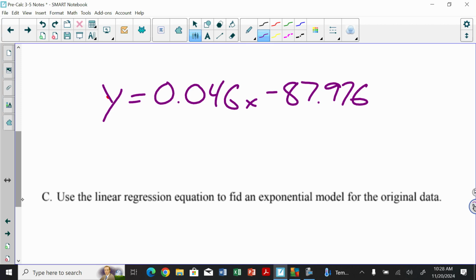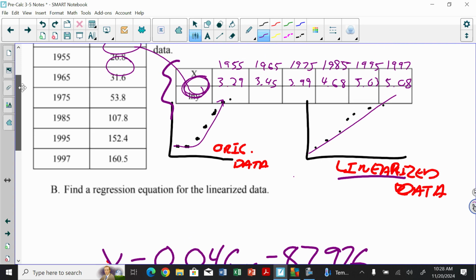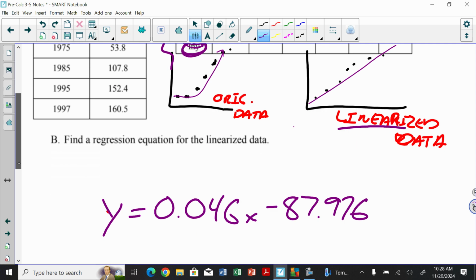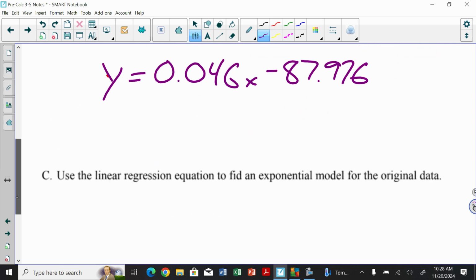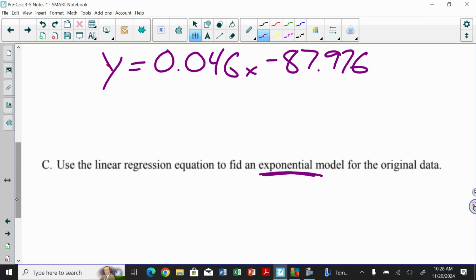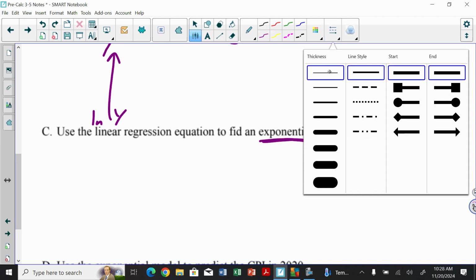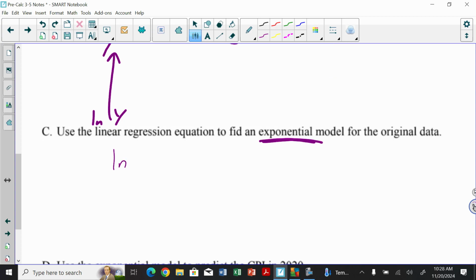Now, use that equation to find an exponential model. So what we've done, basically, is we've got this new data that's in a linear form, but we're talking about natural log of y. So when it's exponential, I'm going to sub in for y, natural log of y, and then solve for y that way. So in doing so, and I'll try to be fast here so we can be done because we can talk about it more tomorrow, my new equation, instead of y, I get natural log of y equals 0.046x minus 87.976.